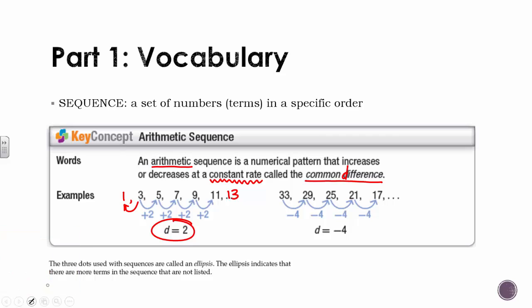And like we said, they can either go up or down. So like this one, 33, 29, 25, 21, 17. Hopefully you can pick out the next one. Just subtract 4 more and go down to 13. The 3 dots used with sequences are called an ellipsis. The ellipsis indicates that there are more terms in the sequence that are not listed. So if you look here, dot, dot, dot means that we are way too lazy to write down all the numbers because it's literally going to go on forever. So we put dot, dot, dot saying that it continues.